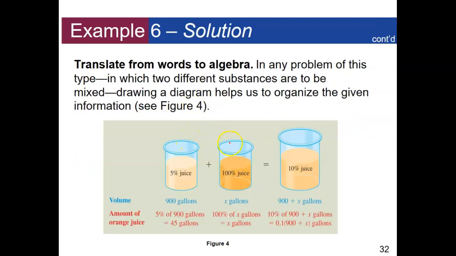I think this is a very good visual here of what we're doing. We've got the 900 gallons of the 5% juice. We're going to add 100% juice to that. We don't know how much we're going to add, but we're going to add some. And we want to end up with the 10% juice. And you can see that you're going to combine these two volumes together to get this total volume here.